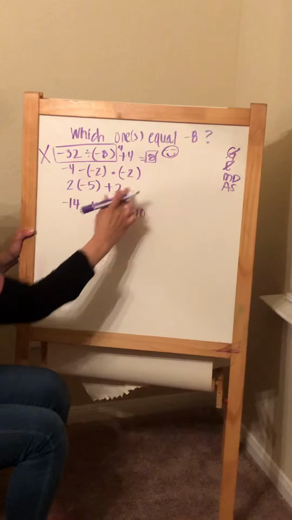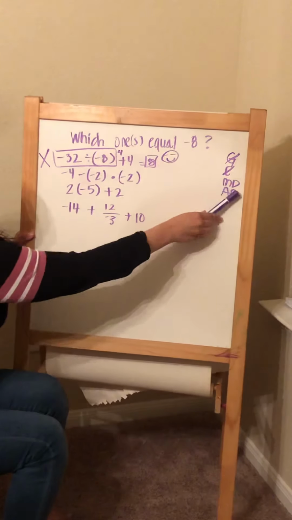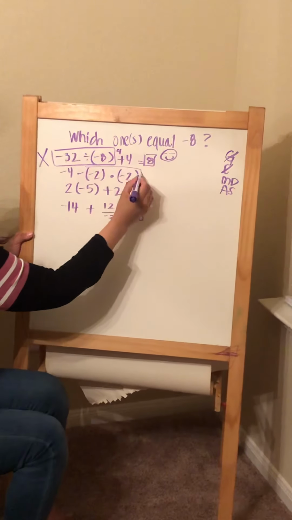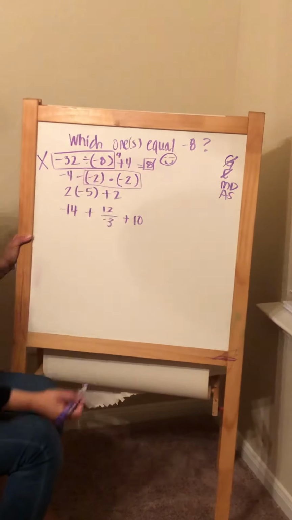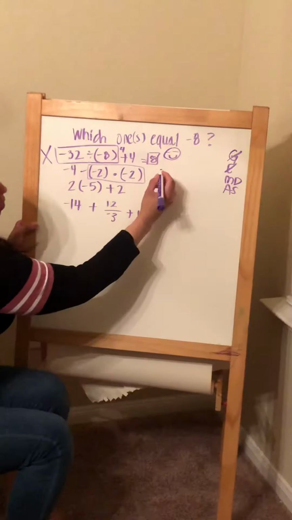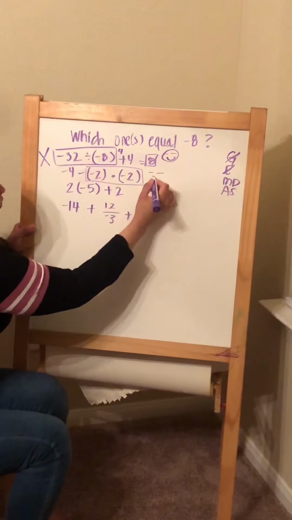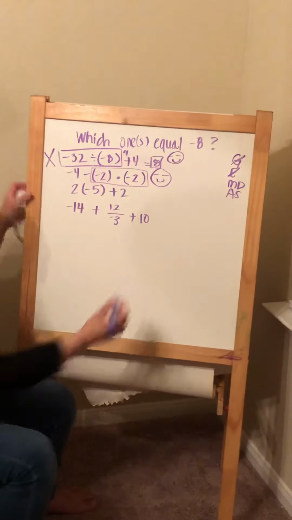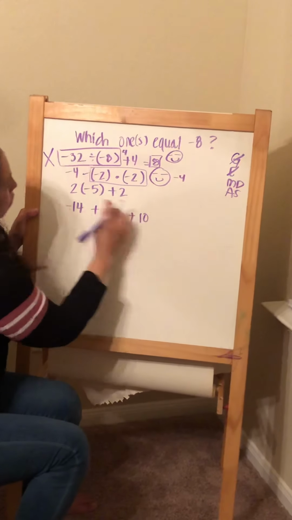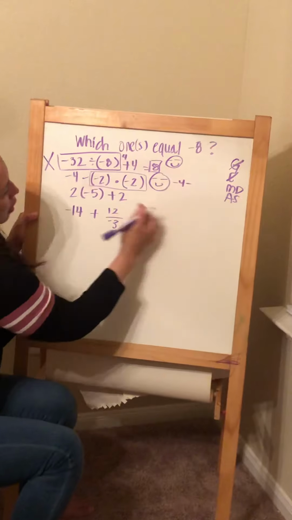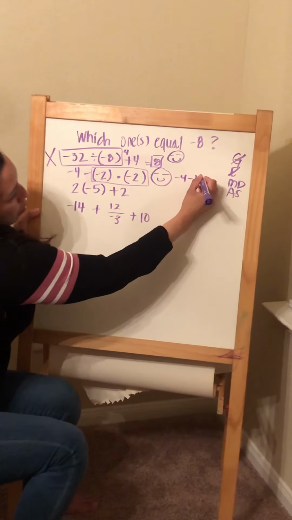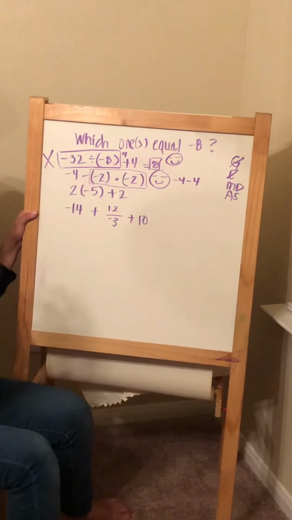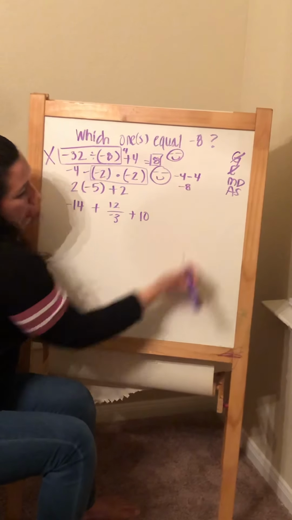Now we're going to use GEMDAS again, and we've got multiplication or division before you add or subtract. So you're going to go here. You're going to do this. Again, we've got a negative times a negative for a positive answer. So I'm going to rewrite this little part here. So now the problem is -4 take away 4. If you're at -4 and you're taking away more, you're going to be even more negative.